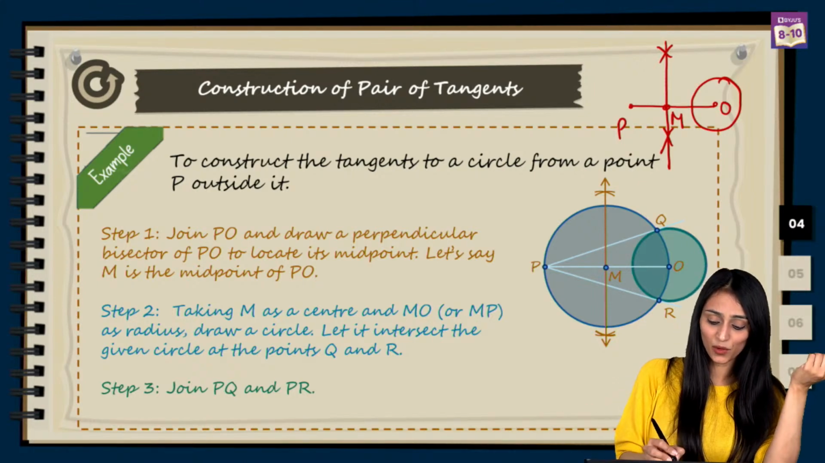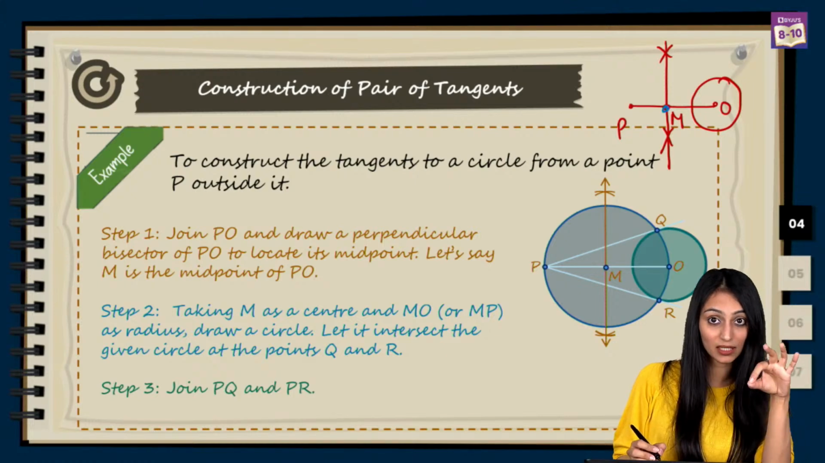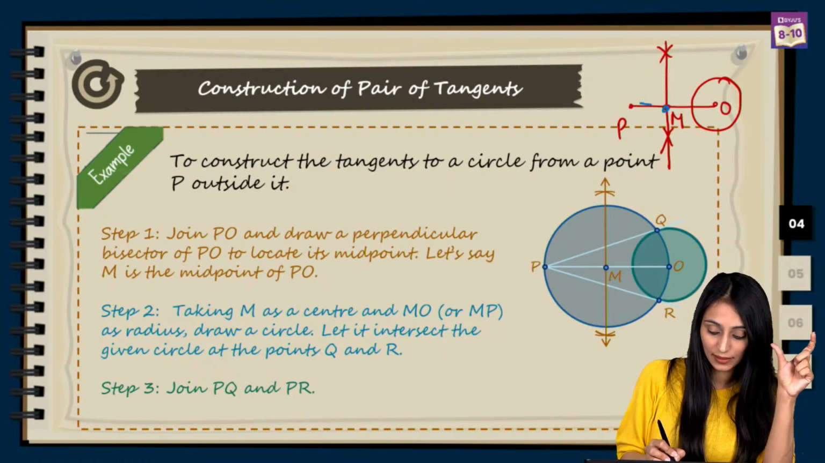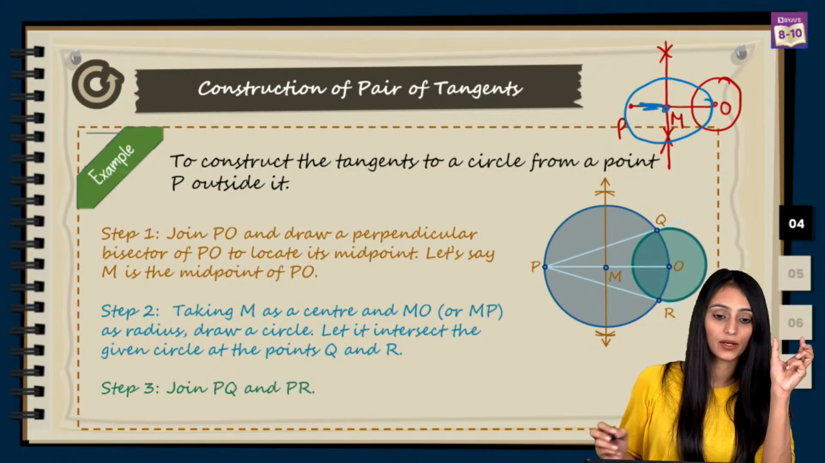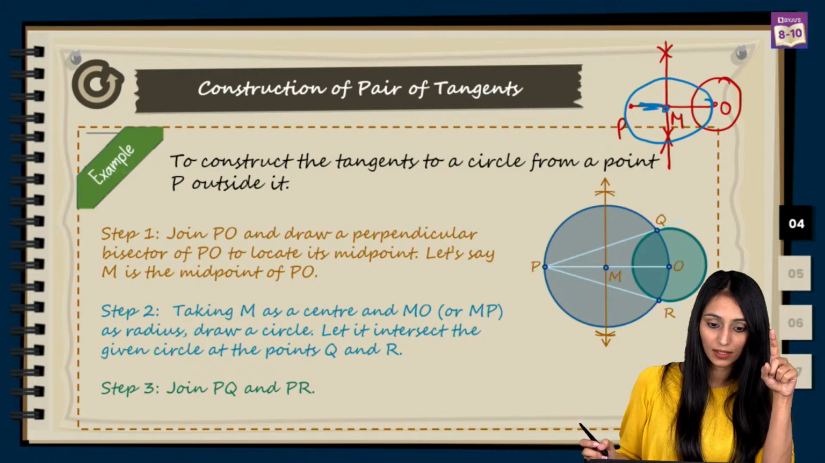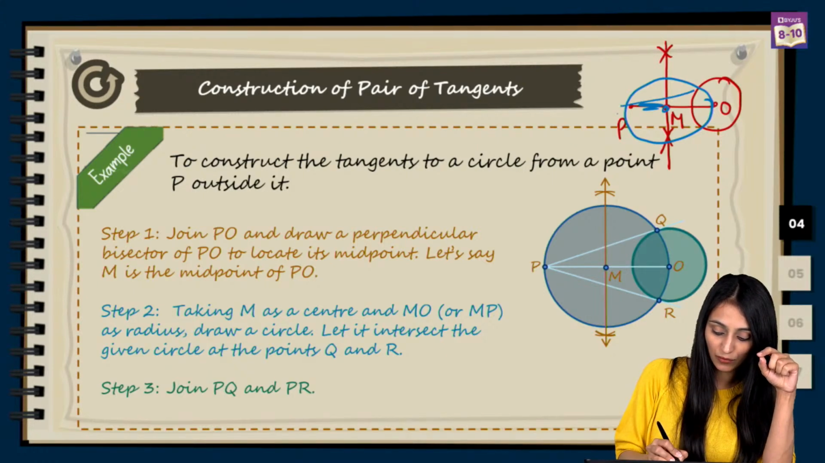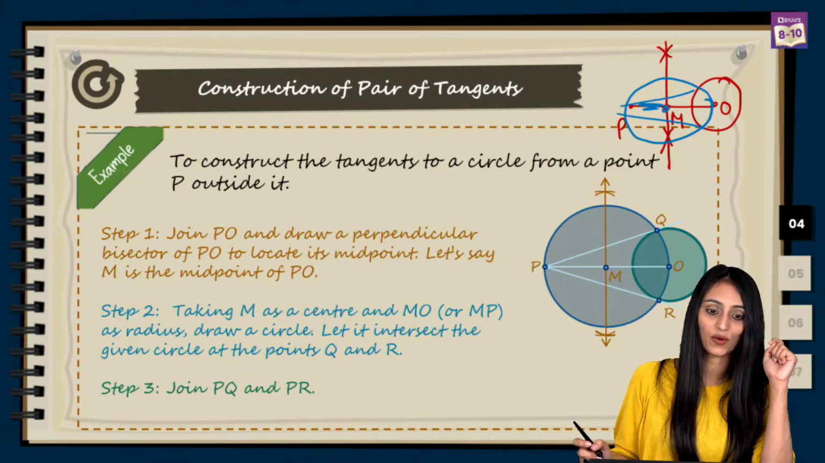Okay. Then what do we do? We have point M here. Keep the compass needle over here. Open it. The radius should be equal to PM or MO. Then draw a circle. Once you do it, you just have to draw tangents. All right.